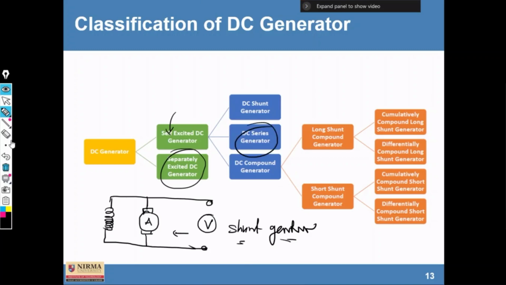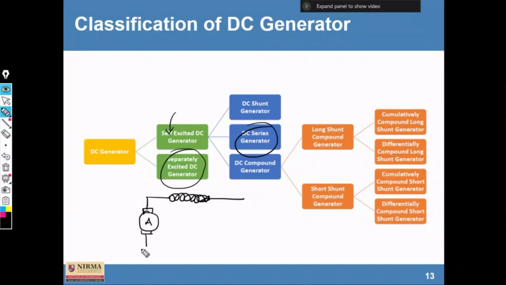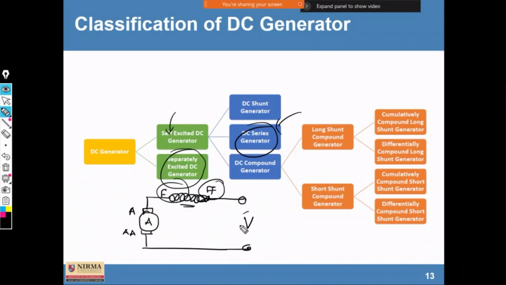So in a series generator, this winding is connected in series. This is the armature A A and the field F F. Clear? So this is the field winding and this is the armature winding. Both are connected in series, then it is known as a series generator. This is a series generator.